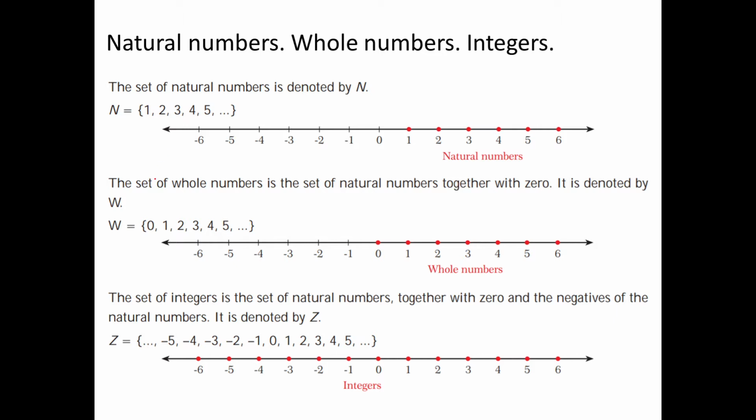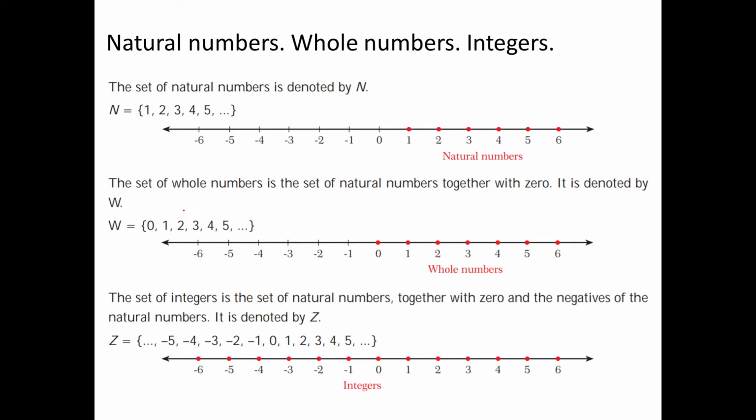The set of all whole numbers is the set of natural numbers together with zero. It's denoted by capital W. Its numbers begin from 0: 0, 1, 2, 3, 4, 5, and so on.